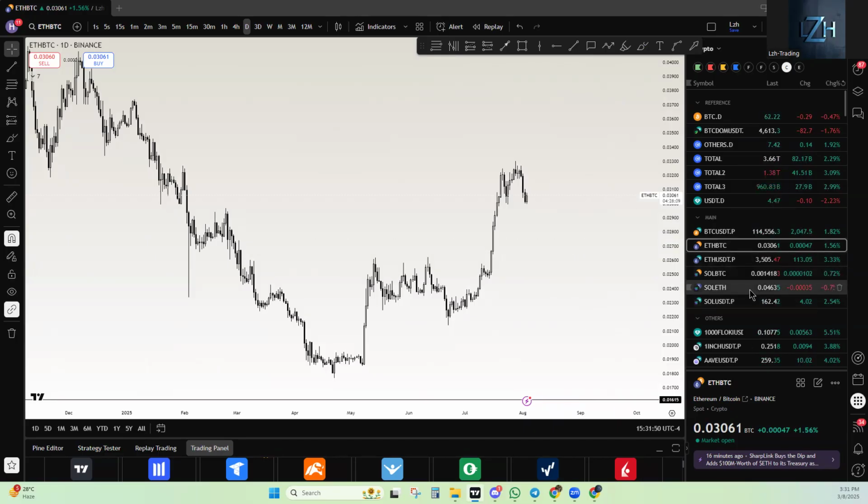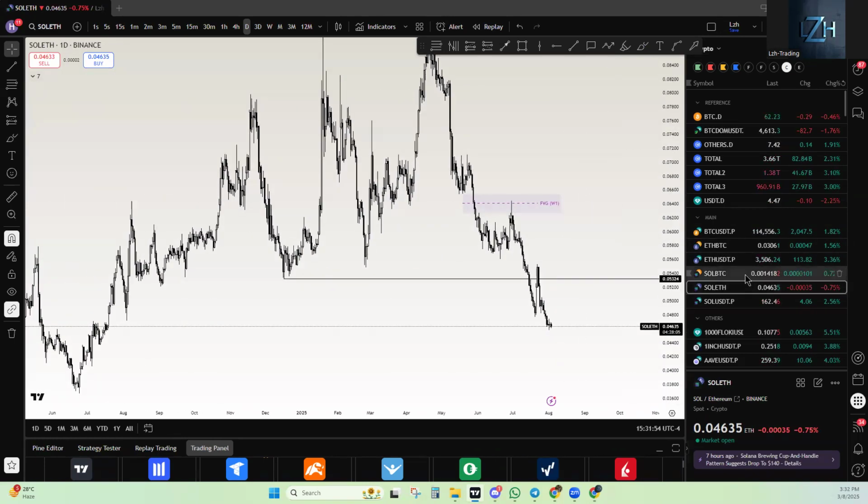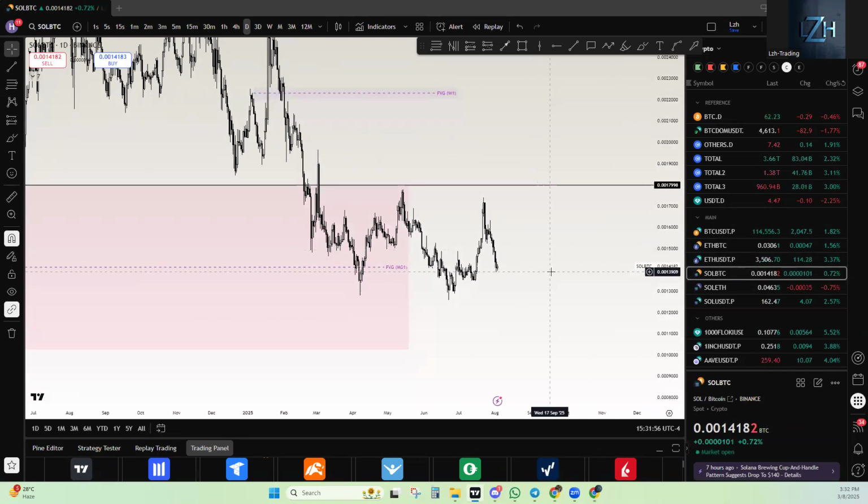Same for Solana. If you compare Solana with Bitcoin, this is actually worse than Bitcoin. So I think if you want to short, go for Solana in terms of these three pairs, if you want to compare. But if you want to focus on long, yes, go for Ethereum.